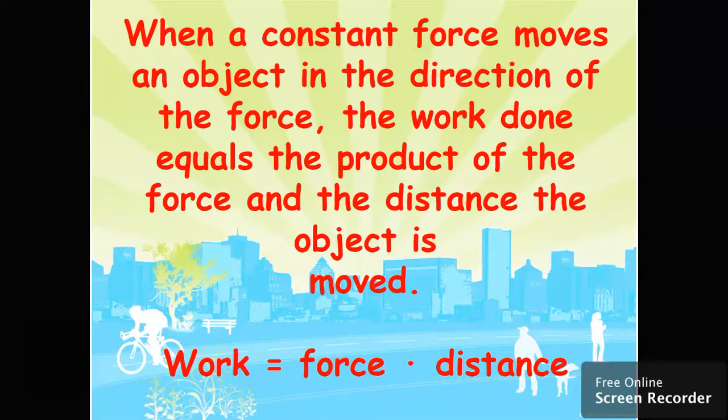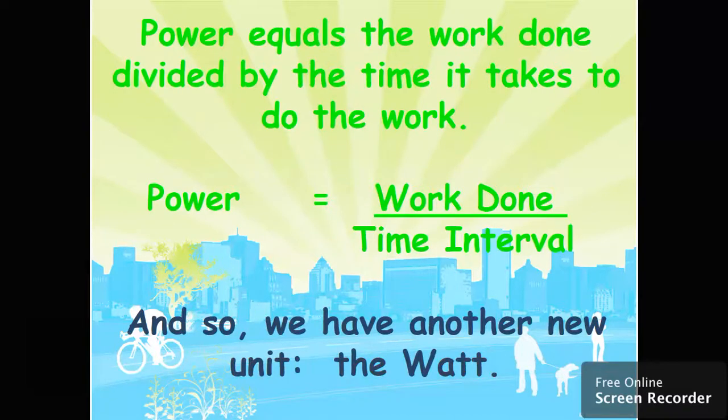This is a bit of review from yesterday. What is work? When a constant force moves an object in the direction of the force, the work done equals the product of the force and the distance the object is moved. So, work equals force times distance.